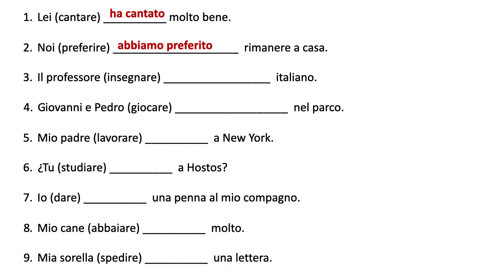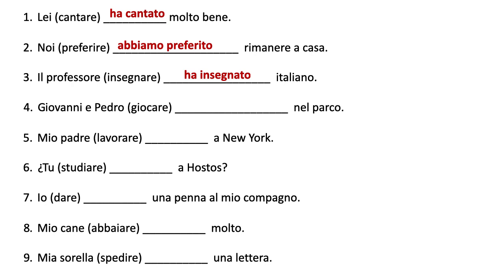Who's doing the action? Il professore. So we need the lui form of avere, right? What is the lui form of avere? Lui ha. And then we need the past participle. For insegnare, it would be insegnato, right? Because it's an are verb. So: il professore ha insegnato italiano. What does that mean? The professor taught Italian. It happened in the past, right?